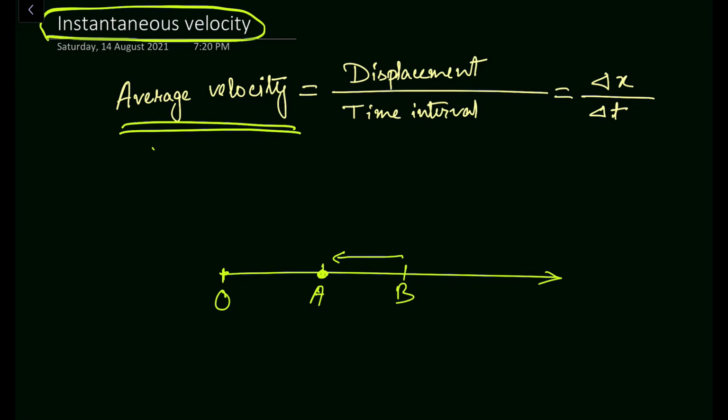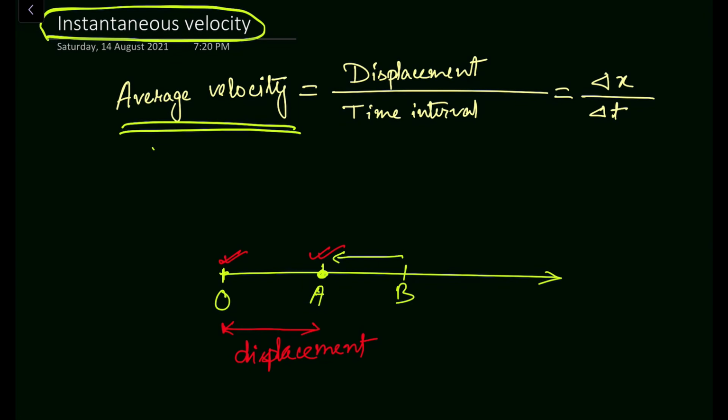In the case of speed we have to consider the path length, but in the case of velocity we have to consider the initial position and the final position. So we have to see the displacement. Displacement means the distance from the initial position to the final position. We need not see the path. This distance is nothing but the displacement. So we have learned about average velocity.